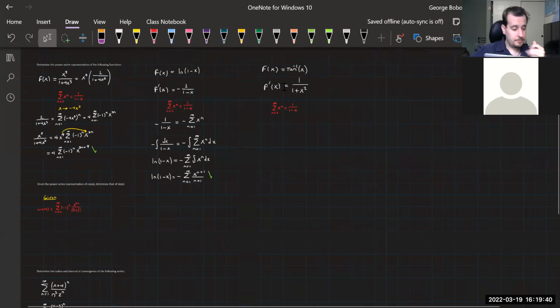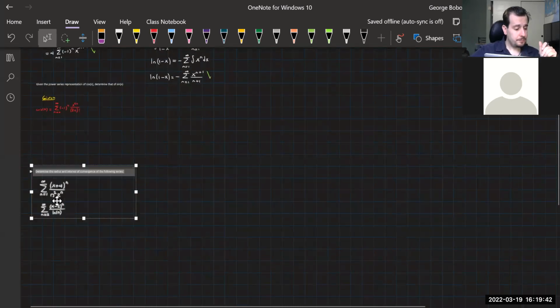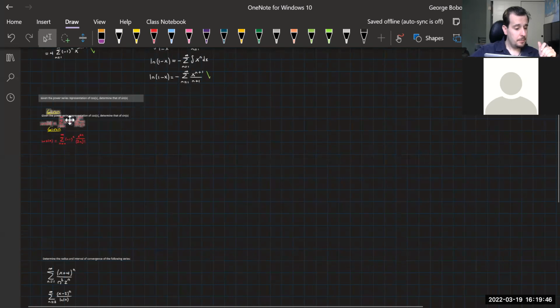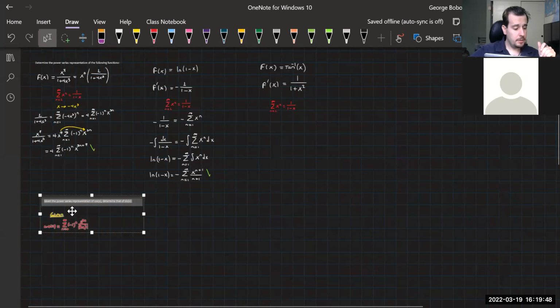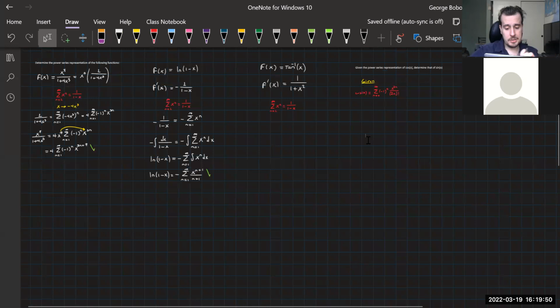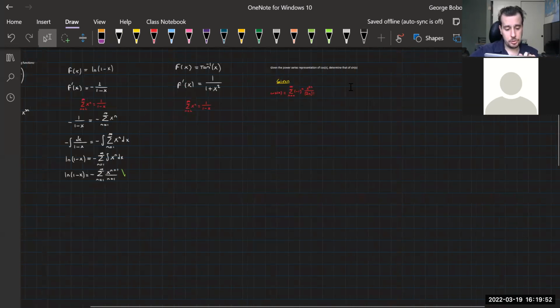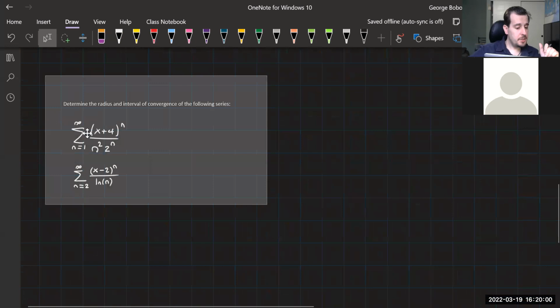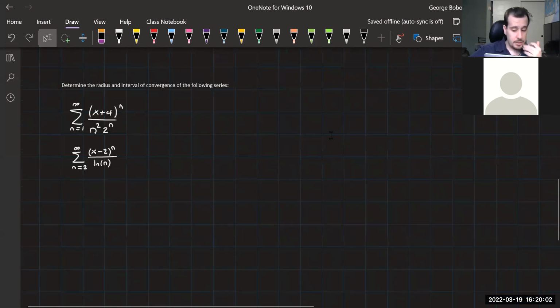Okay. Moving on, though. Okay, so that's also, again, one that you can do easily over here through integration. So I'm going to leave these two as homework. I got to cover a lot of stuff. Okay. So determine the radius and interval of convergence. All right. How do we do that?